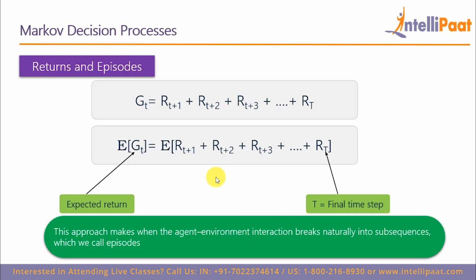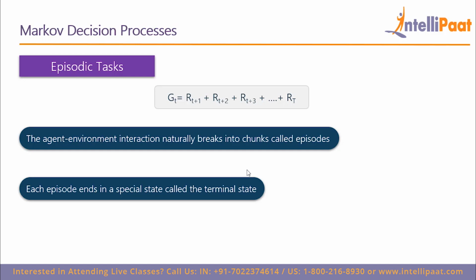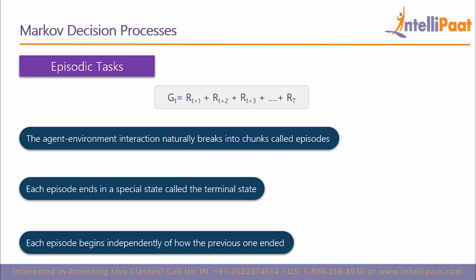So let's understand what episodes and episodic tasks are. In the simplest case, the interaction of the agent and the environment breaks naturally into chunks called episodes, and each episode begins independently of how the previous one ended. At termination, the agent is reset to the start state, and every episode has a final state which we call the terminal state. We call these kinds of tasks episodic tasks.